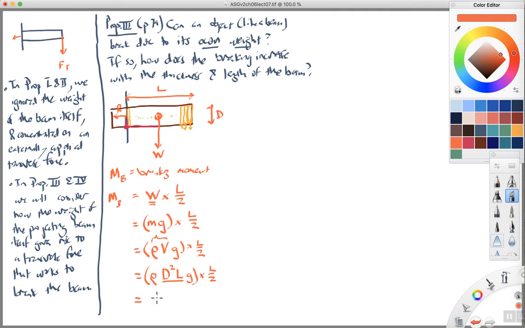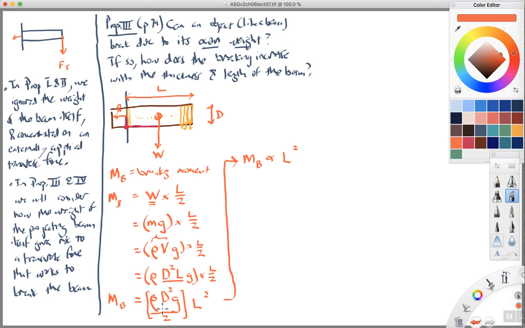So let's combine all these things together. I'm going to drop the parentheses and leave the density and the diameter squared and g, and I'll put the over 2 right here, and then we've got a length squared. Okay, so all this stuff does not depend on the length, but here we made explicit the dependence of the breaking moment on the length of this beam. So you can see right away, what does this mean? This means that the breaking moment scales as, it's proportional to, the square of the length.